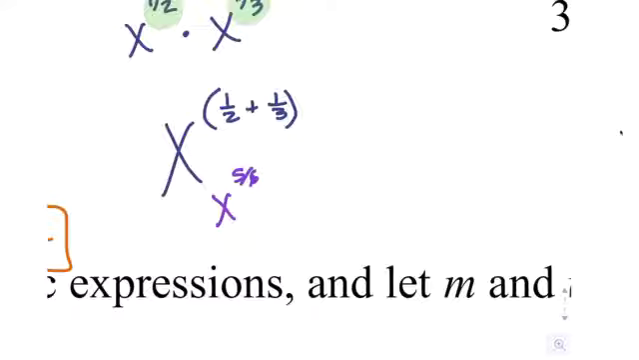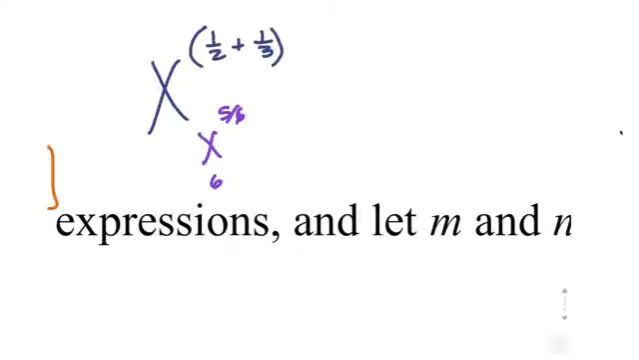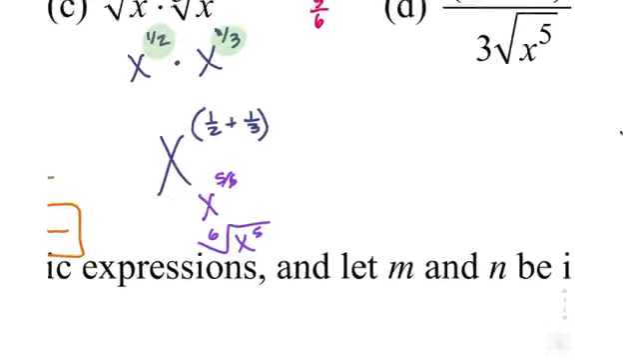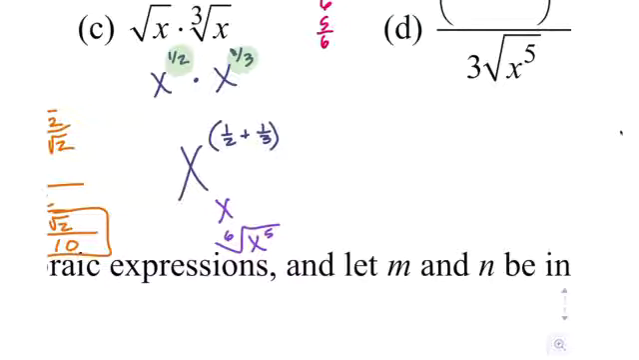All right, so to finish this one, we get x to the 5/6. And all we got to do is put it back in radical form. That's going to be the 6th root of x to the 5th. Remember, if it starts in radical form, it should probably end in radical form.